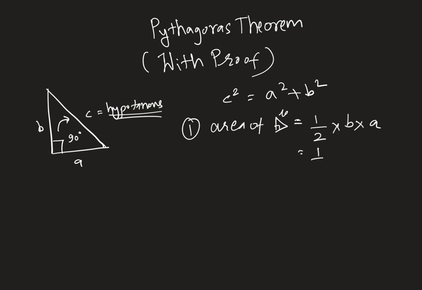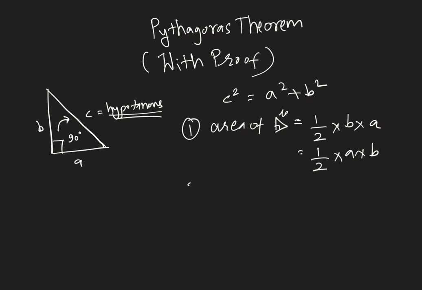This also can be half A into B. You can take anyone as base and anyone as height as long as the two sides are the sides that are creating the 90-degree angle. So A can be base, B can be base. It's okay. Half into A into B is equal to half into B into A.